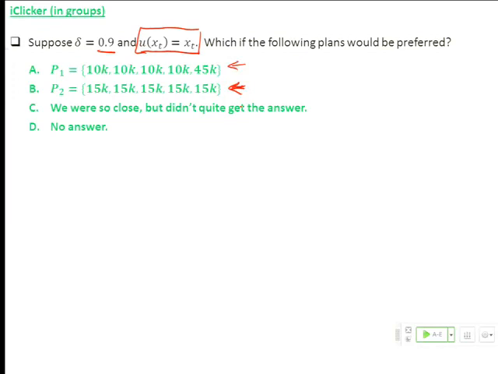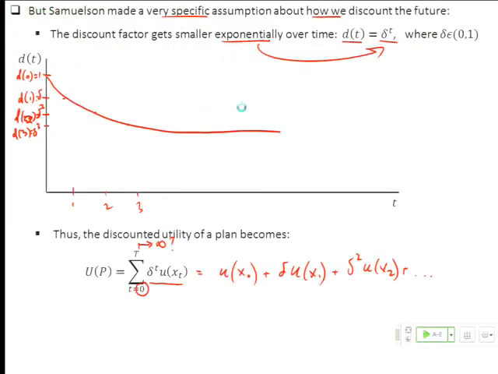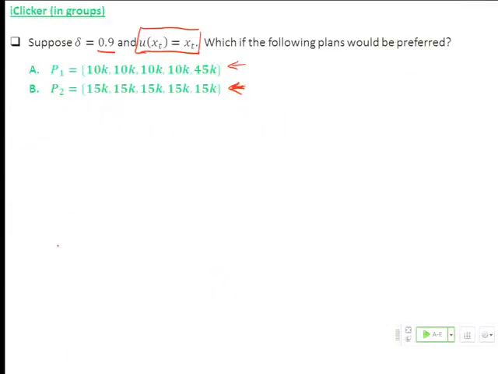Go. Take a little time, working groups. You're just applying this math to those numbers.